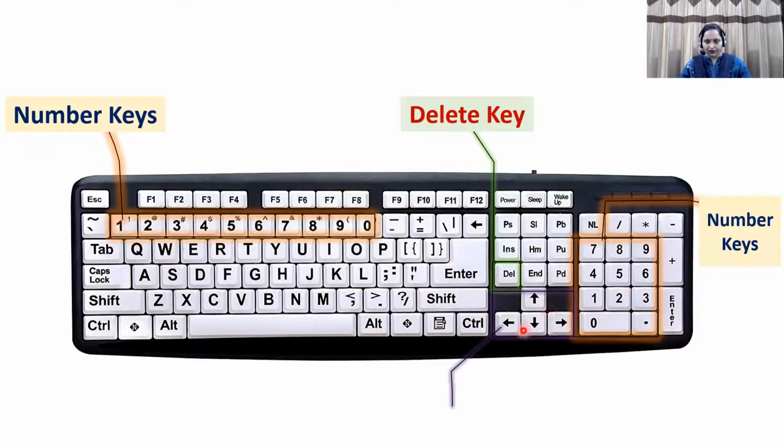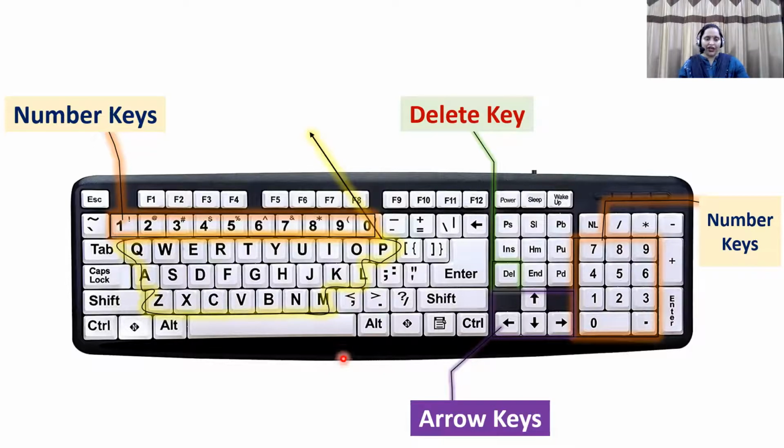Now see children, you can see some arrows here on the keys. Upper side, downwards, right side and left side. So all these 4 keys are known as arrow keys. What do we call these keys? Arrow keys.